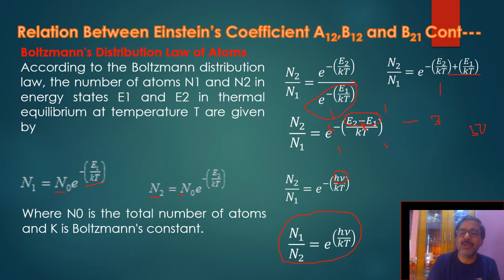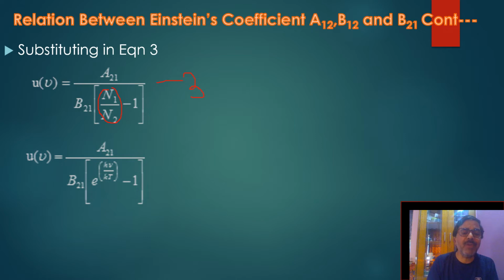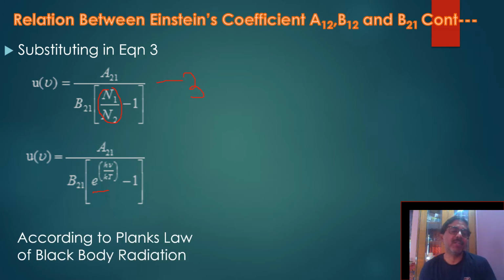This value is required to be substituted in the previous equation 3 that we had calculated. So let's substitute. Right, this is your equation 3 that we had derived. Here I require to substitute the value of N1 upon N2 that we have just calculated, N1 upon N2 equals e to the power h nu upon KT, right? So this is your energy density that we have calculated. Energy density, here we are saying U nu equals A21 upon B12 times e to the power h nu upon KT minus 1.